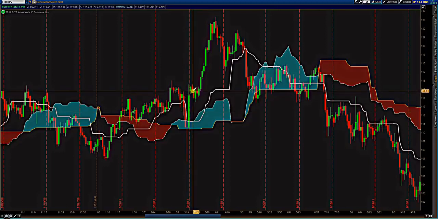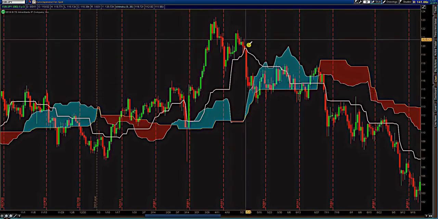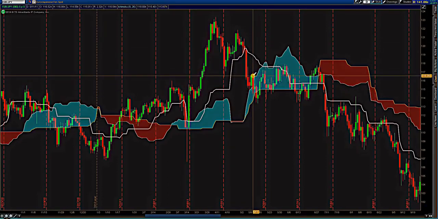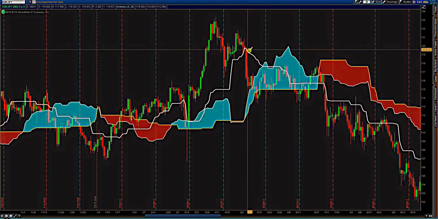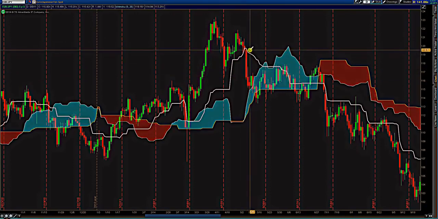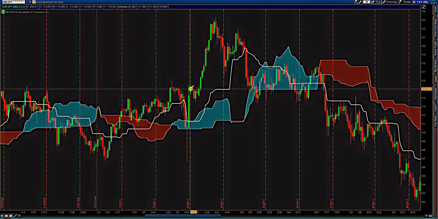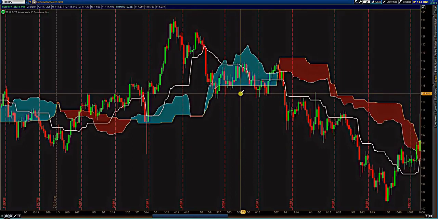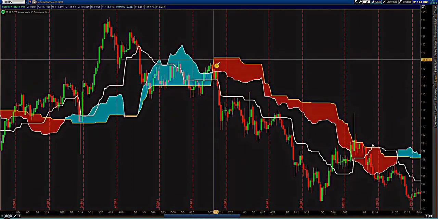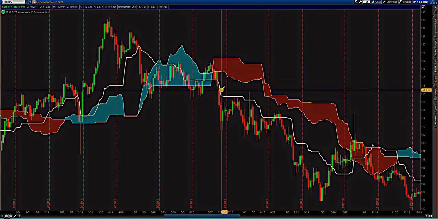So if we would have taken a long at this price right here at 114.80, we could have got out on a price break below, and it broke below and closed below at 119.52. So from 114 to 119. All right, another example here, price broke below the Kijun, would have got in.